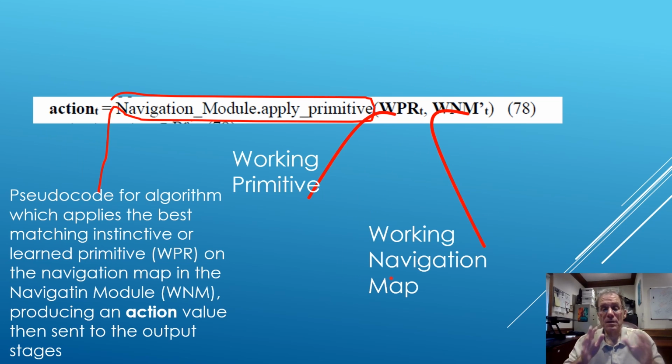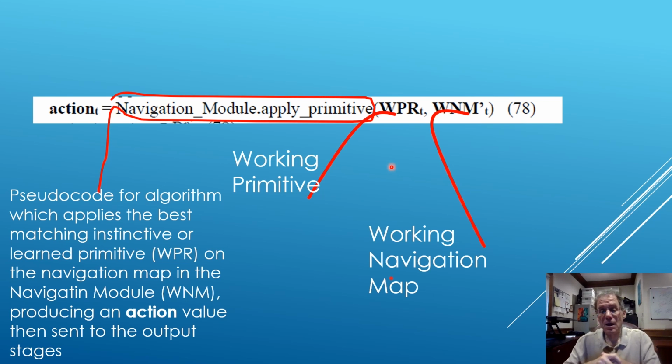Okay, let's take a look at this equation. The information has gone through the causal cognitive architecture in equations 1 to 77 so far. We get to equation 78. WNM is the working navigation map. That's the navigation map upon which the system has attention, upon which it's going to do operations. Working primitives are also navigation maps, which is shown in the paper and explained. And primitives instruct the navigation module to perform operations on the navigation map.